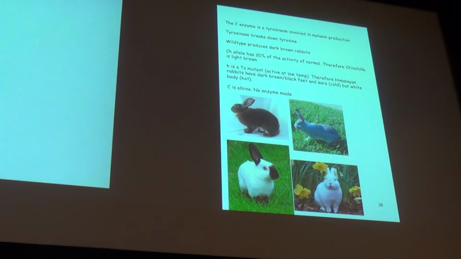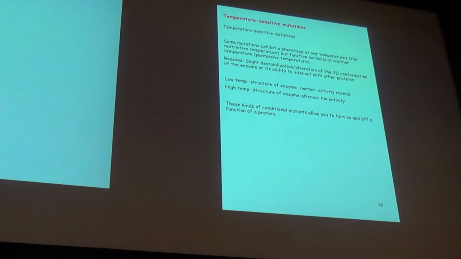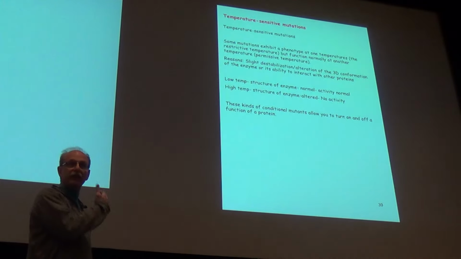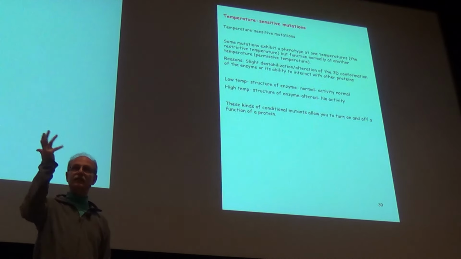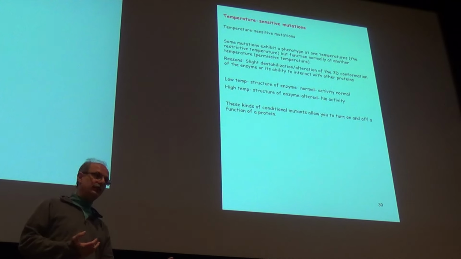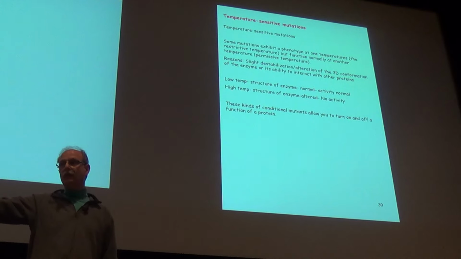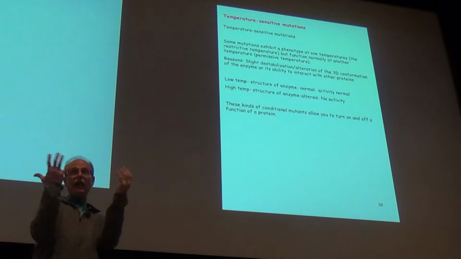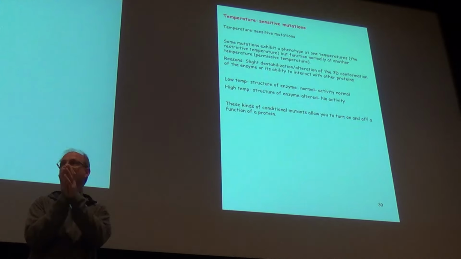Good. Okay, so that's where we shift to another class of important mutants, and those are the temperature-sensitive mutants. Just like the C gene that we were talking about in the Himalayan version, that is sensitive to temperature. At one temperature, the enzyme is active. At another temperature, the enzyme is inactive. There's a mutation in the enzyme. So enzymes are proteins, correct? And they have a very specific structure.